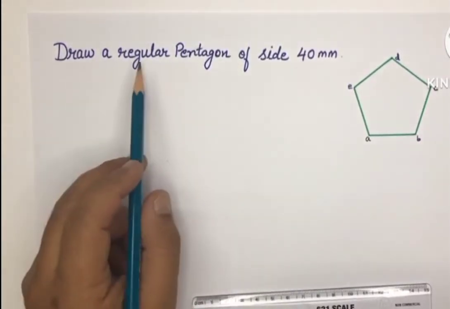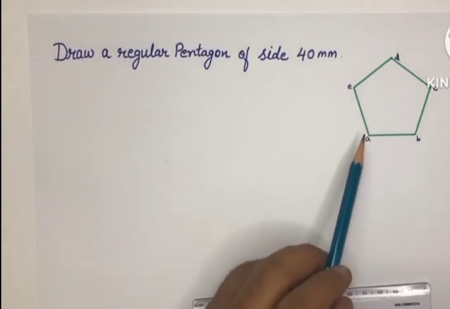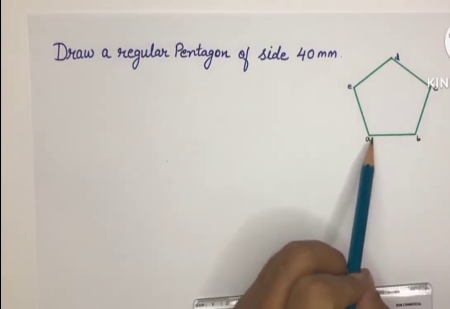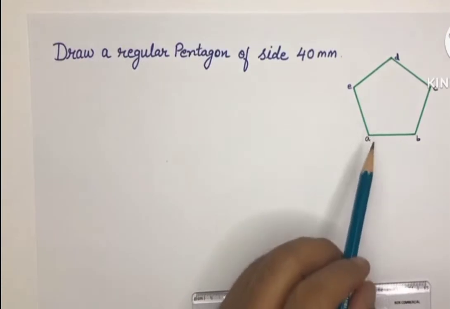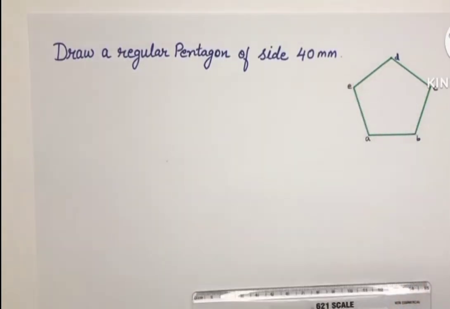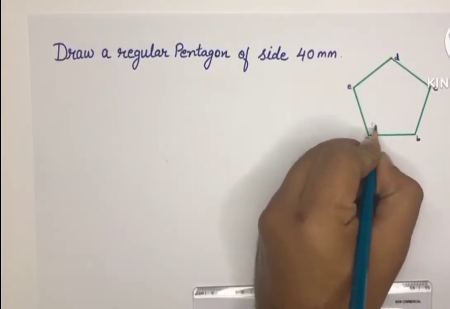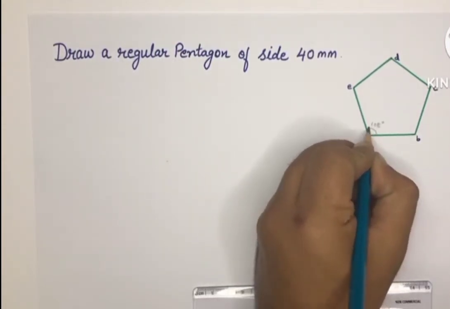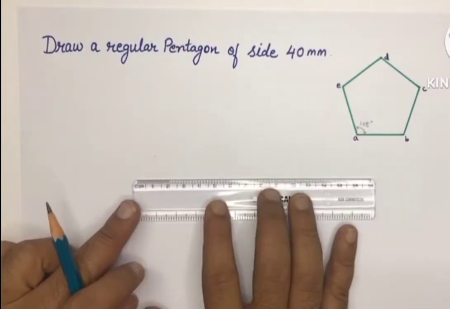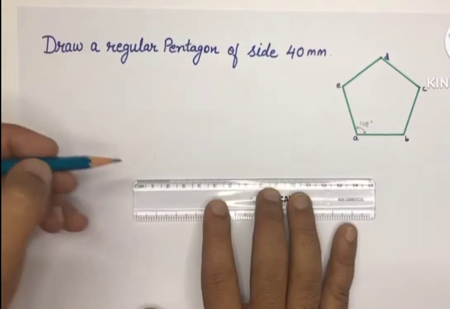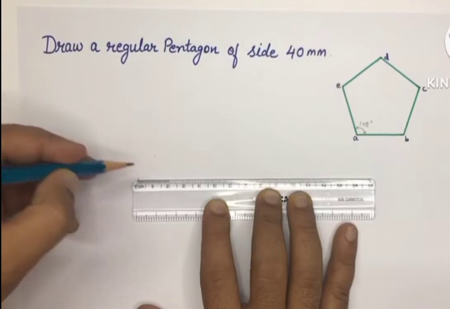We will draw a regular pentagon of side 40 millimeter. Here I have shown a pentagon with side AB, BC, CD and DE. A pentagon has 5 sides and all sides are inclined at 108 degree. So let's draw side AB 40 millimeter. Draw a straight line.